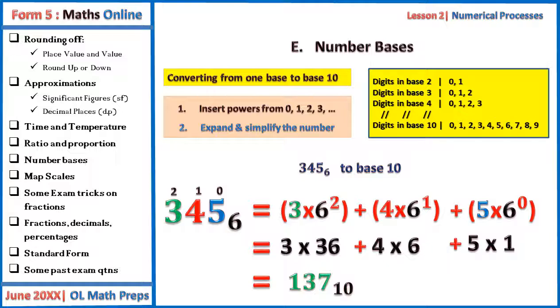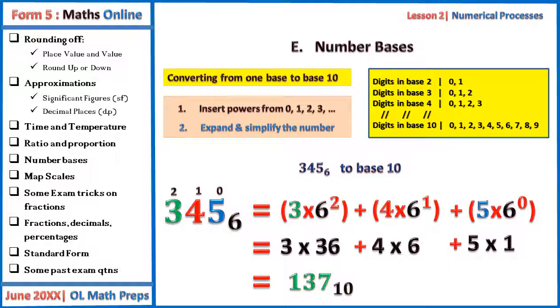Equally, note, the digits in base 2 are just zeros and ones. In base 3, you have 0, 1, and 2. It therefore means a number cannot be in base 2 and you find a digit of 3 in it. The highest digit in base 2 is 1. The highest digit in base 3 is 2. The highest digit in base 4 is 3, and so on. And the highest digit in base 10 is 9.